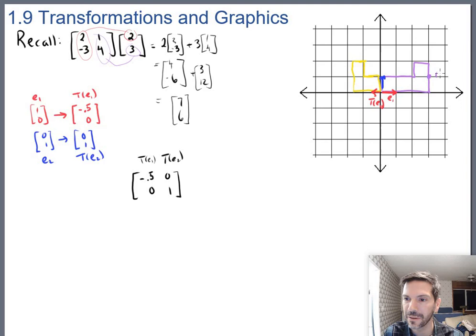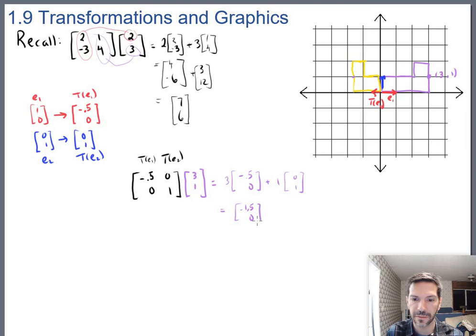That's the point 1, 2, 3, 1. So 3, 1. So if we multiply 3, 1 by our transformation matrix, I know it's supposed to end up over here, right? That's that same point after it gets flipped over and squished in some. So it should end up at negative 1 and a half, 1. So let's just make sure that that's really where it ends up. So 3 times the first column plus 1 times the second column would become negative 1.5, 0 plus 0, 1, and adding those two together becomes negative 1.5, 1, which is the right new coordinates for that spot.